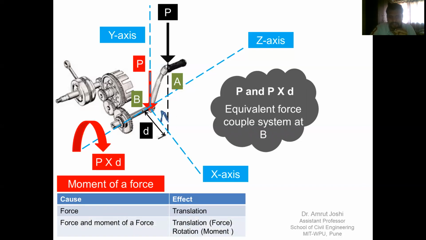There are certain things that we should understand. We should always keep in mind the cause and effect pair. If force is looked at as a cause, it would cause translation as its effect. If force and moment of a force are looked at as causes, then force would cause translation and moment of a force would cause rotation. So wherever you see rotation, that must be the effect of moment. Wherever you see translation, that must be the effect of force in that direction.